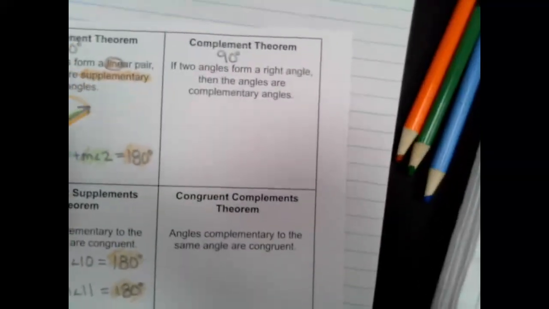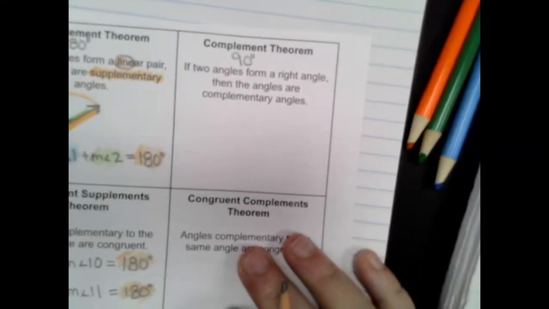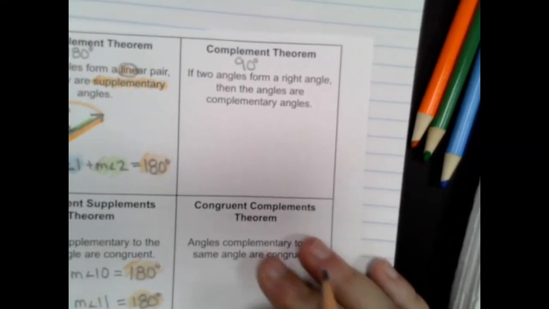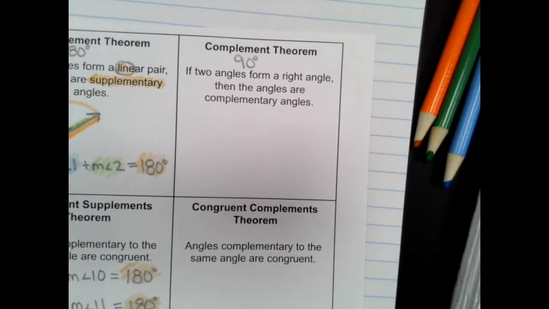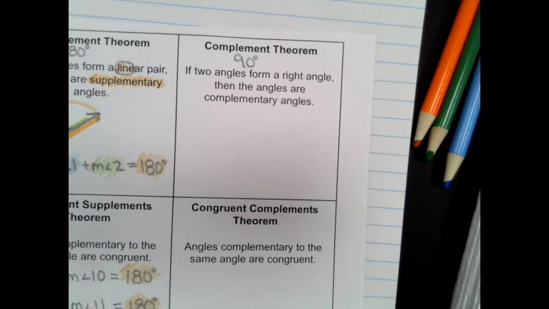So in this case, we have 2 angles that form a right angle. Then the angles are complementary. So again, we're just taking 2 definitions that we know. We know what a right angle is. We know what complementary angles are. We're kind of including that angle addition postulate. Now if we put 2 angles together and they make a right angle, that means they make 90.